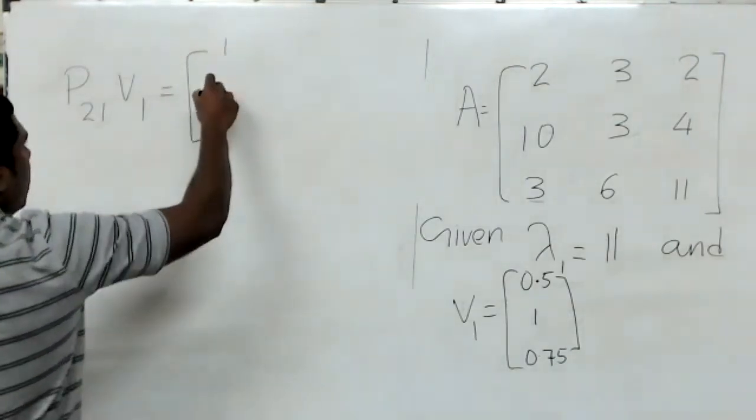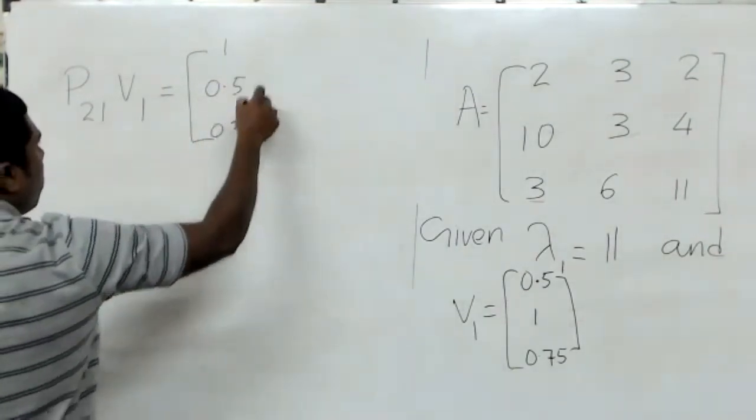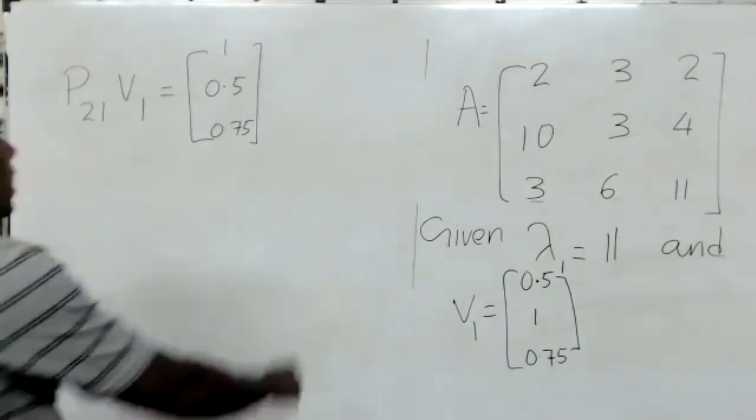So I have 1, 0.5 and 0.75. I do that because it is easy for me to write down the elementary lower triangular matrix. If I make 1 there, then my elementary lower triangular matrix is easy to compute. But you don't need to do that. You can still keep it as 0.5, 1 and 0.5, but then you have to do a lot of divisions. Here I can save the division by doing this.